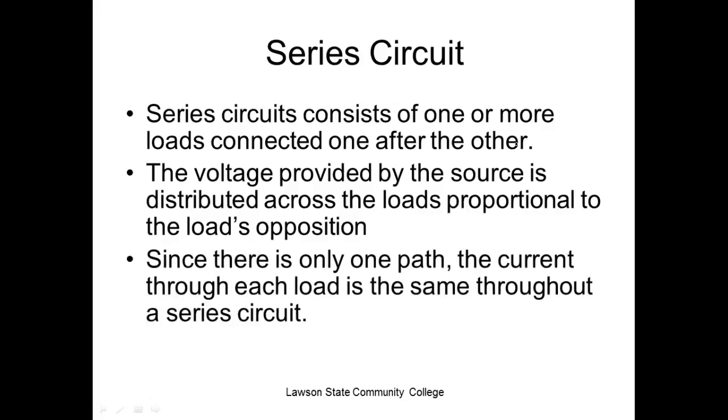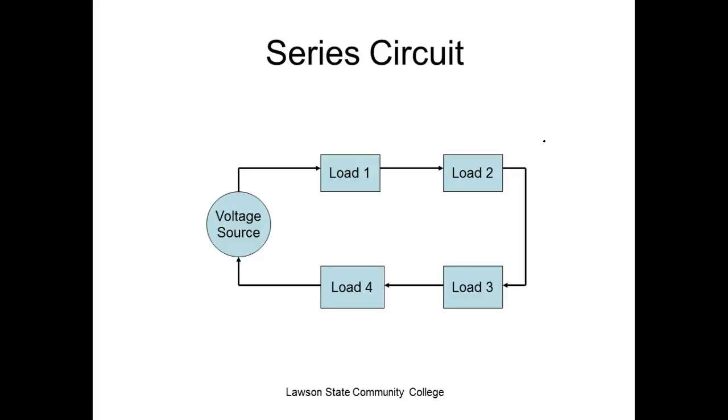I mean, the biggest resistor would drop the most voltage. There's only one path, so the current through the loads is the same. Everybody okay? So this would be an example of a series circuit. We have a voltage source. This is a generic source. We have two different symbols, one for AC and one for DC.